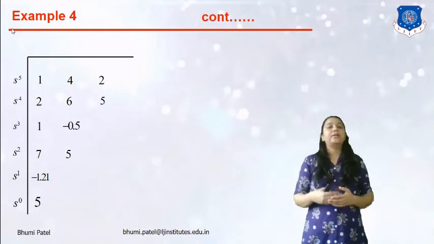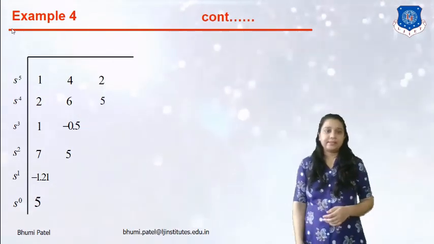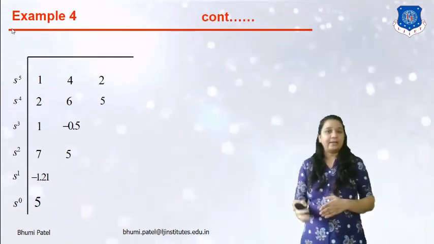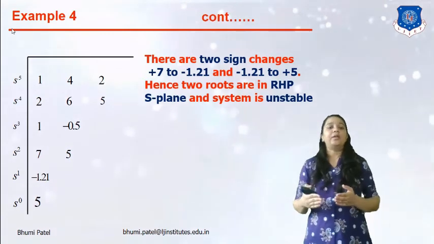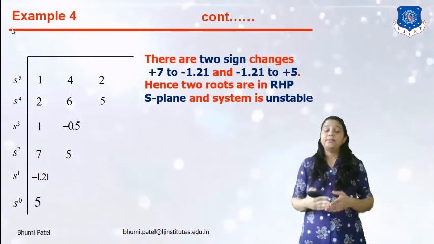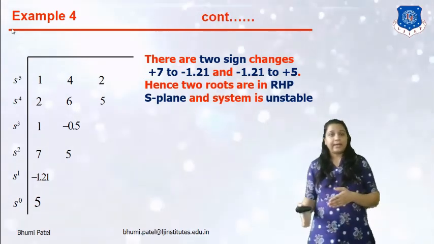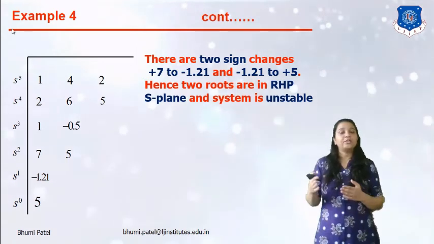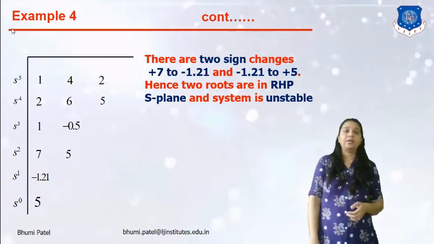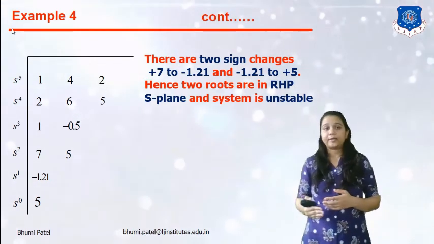Here you can see that in the first column, 2 sign changes occur, plus 7 to minus 1.21 and minus 1.21 to 5. That means there are 2 roots in the right hand side, and that's why this type of system is known as the unstable system.